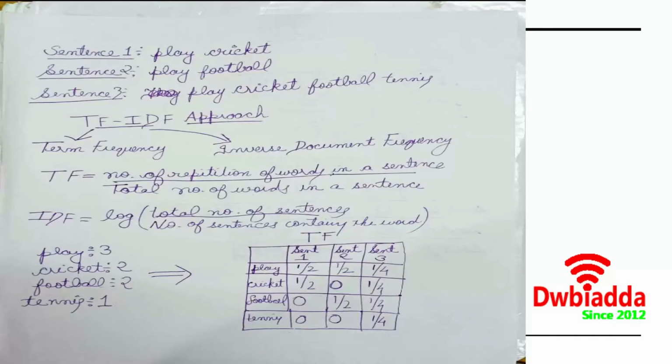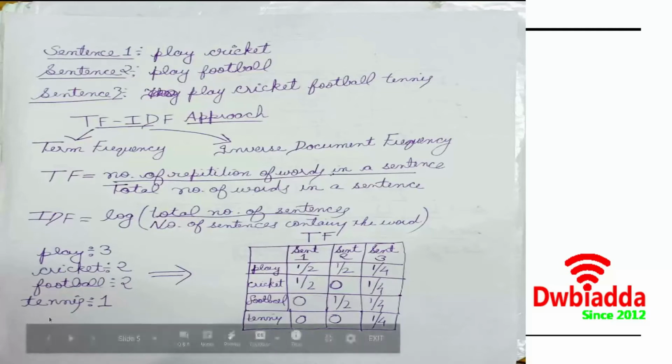First thing first, we need to create a histogram of words, that is, a dictionary of words containing the frequency. If you remember the bag of words model, we did the same there as well. I have now created a frequency mapping: play appears 3 times, cricket appears 2 times, football appears 2 times and tennis appears 1 time. So we have created this mapping of the words and their frequencies.